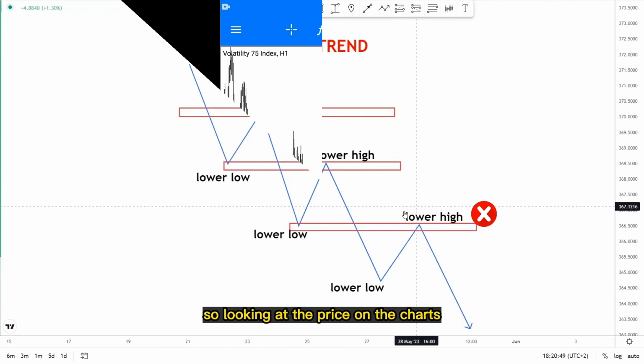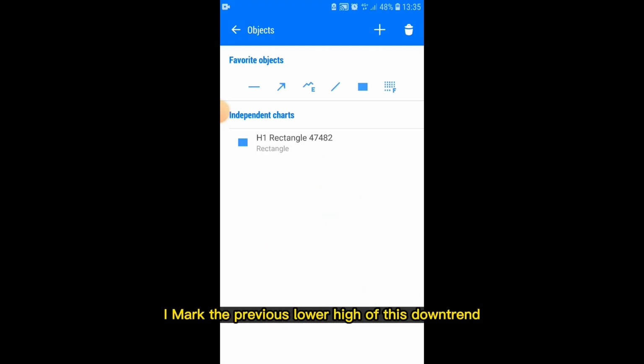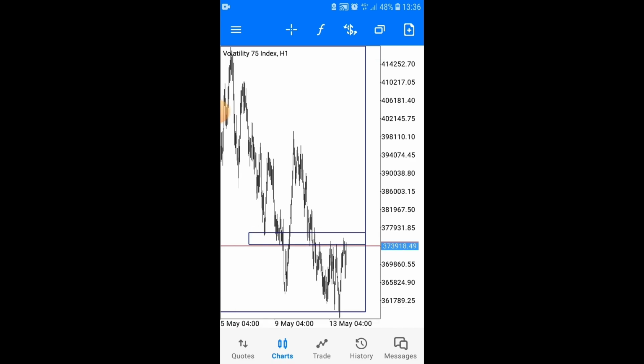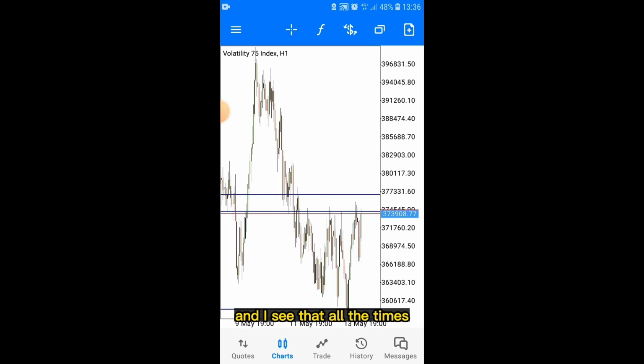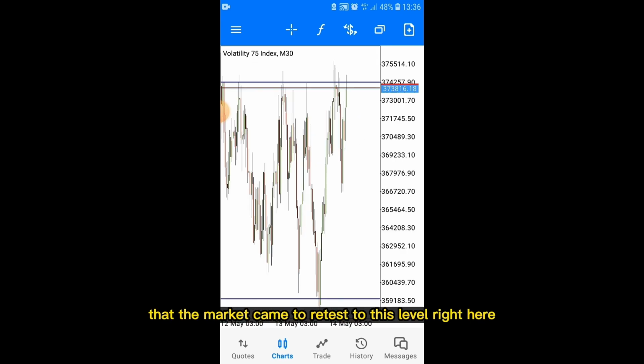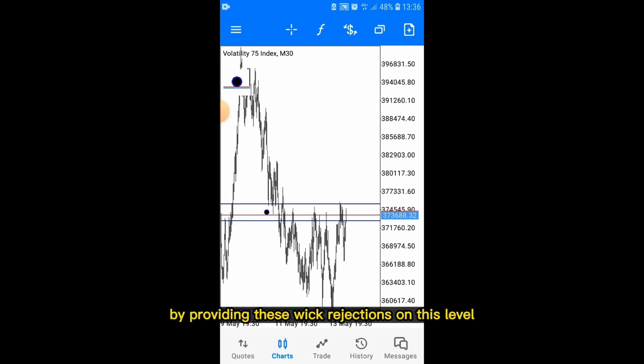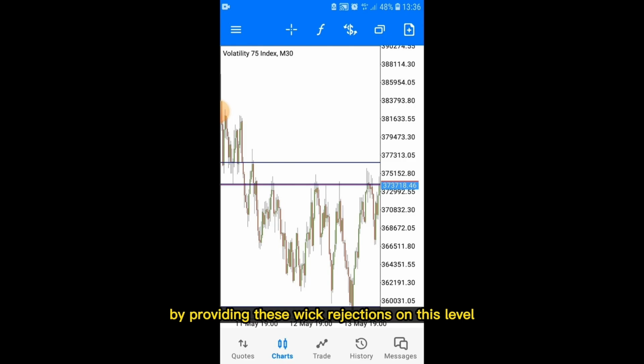So looking at the price on the charts, I mark the previous lower high of this downtrend and observe how the price has been moving around this level right here. And I see that all the times that the market came to retest this level right here, it failed both times by providing these weak rejections on this level.